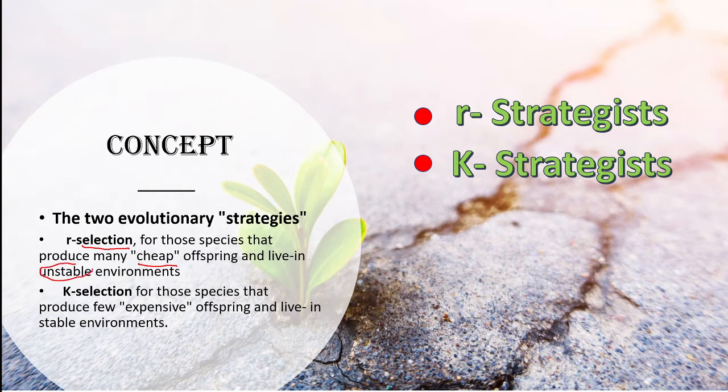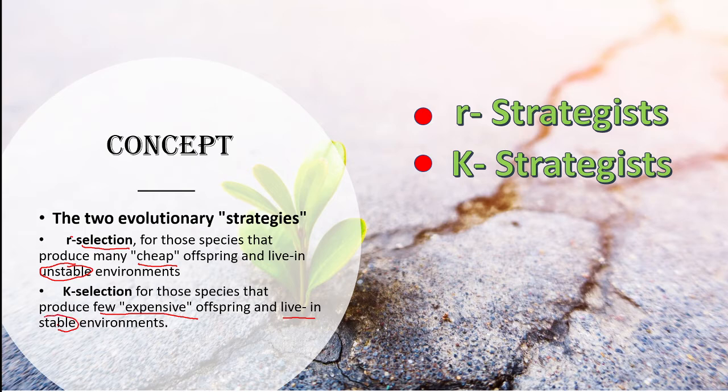environment. You should always remember in which type of environment these strategists live, because this will help you to remember and recall the characteristics of these strategists. K selection is for those species that produce few and expensive offspring, and these species live in a stable environment.